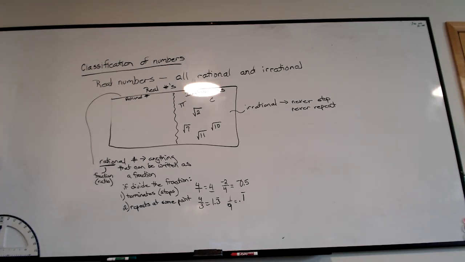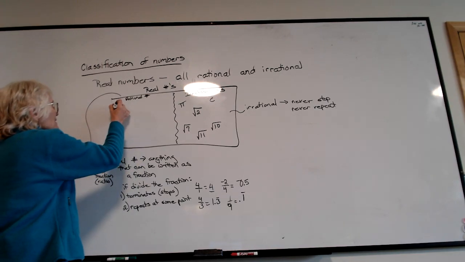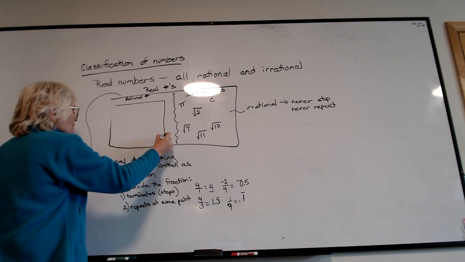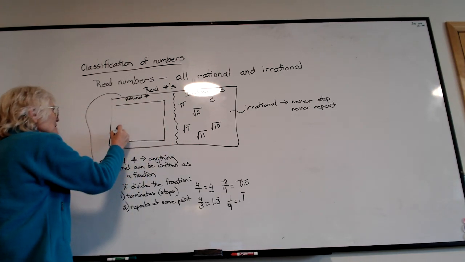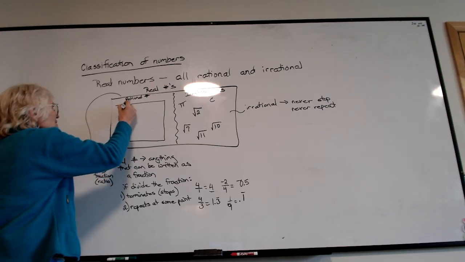Well, inside the rationals, we break it down. The irrationals are just a group. We don't break them down any farther. Okay. Inside the rationals, we find other numbers. The biggest group is going to be the integers.